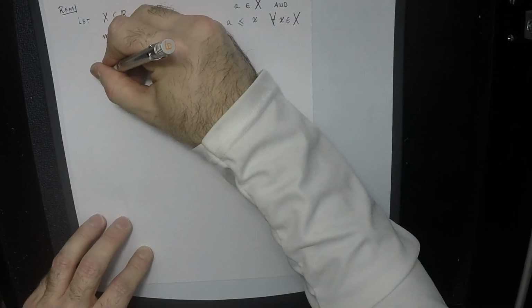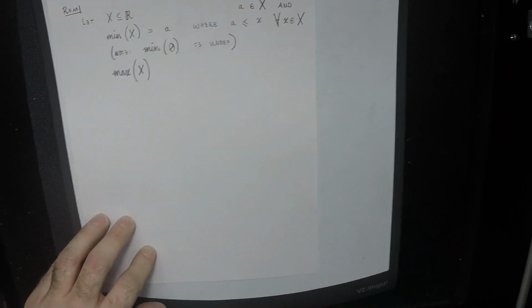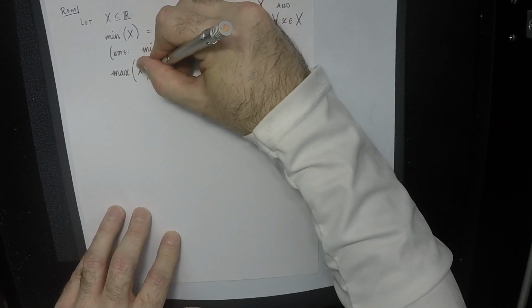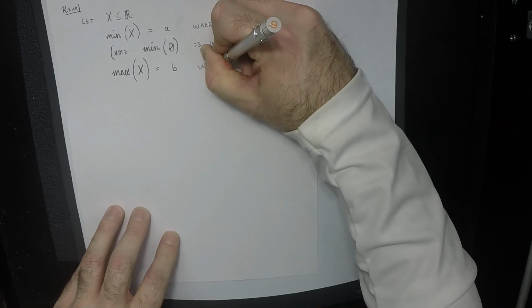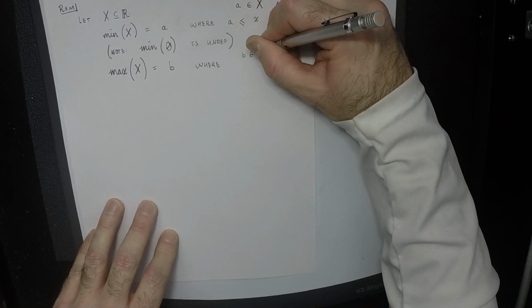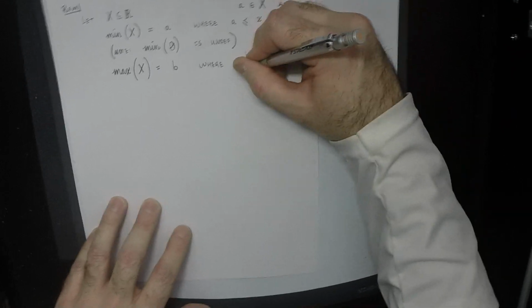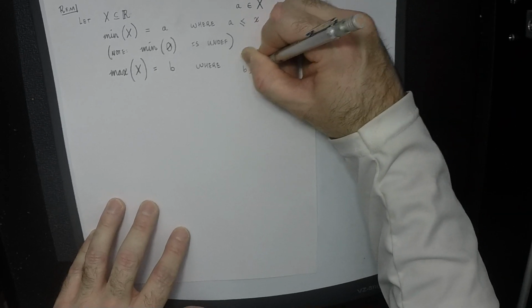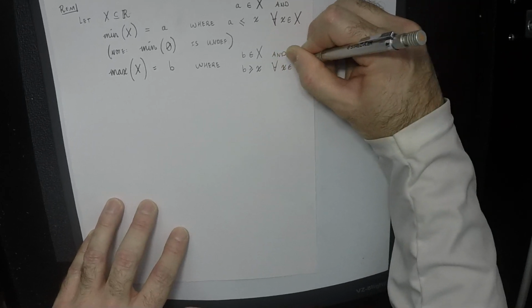Well, fine. So how about maximum then? The maximum of set x is what? Is some number b where b is in set x and b is greater or equal to little x for all little x in set x. And again, note that the maximum of the empty set is undefined.